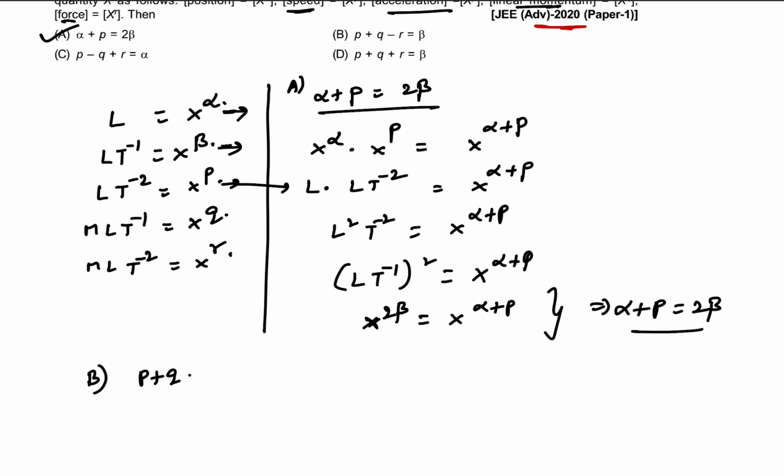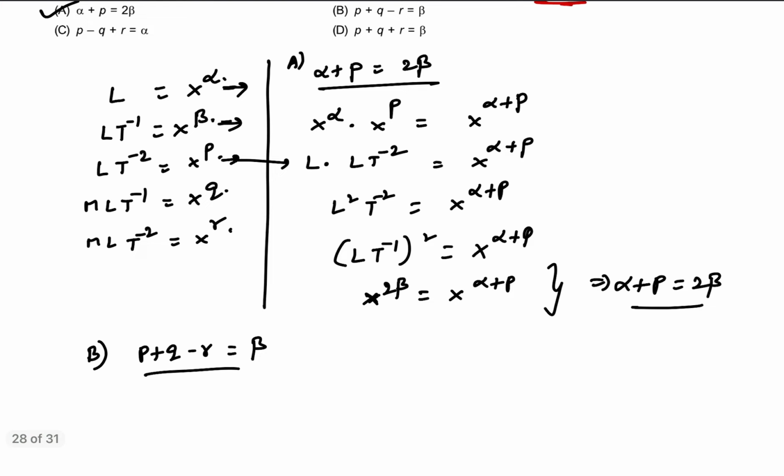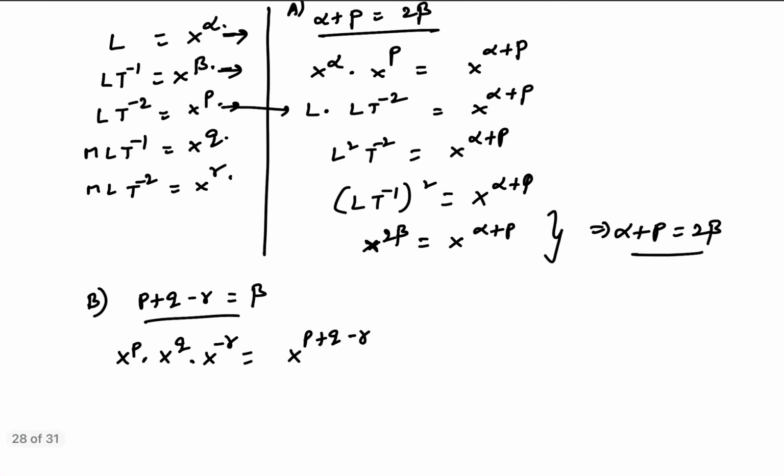Similarly, you can check the remaining options. Let us consider the second option B. P plus Q minus R is equal to beta, they are asking. I am checking whether we are getting beta or not. First x power P into x power q into x power minus r; I am writing x power p plus q minus r.